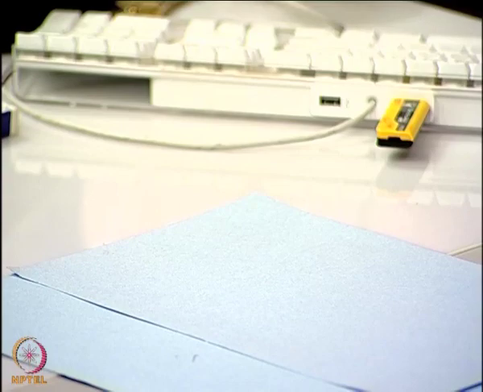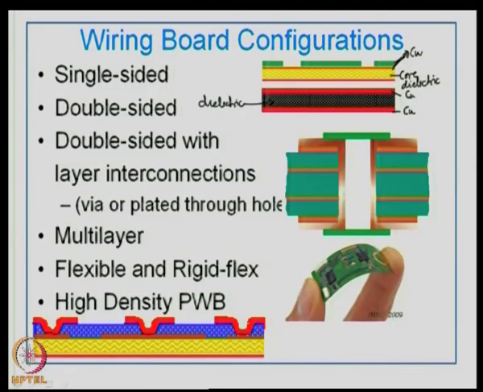Then you can have a double sided board with layer interconnections using vias or plated through holes. If you look at this picture here, this is copper, and this is also the inner layer copper. So, this is added copper, this is original copper. So, you have layers like 1, 2, 3 and 4 layers of copper, and this is the plated through hole. Where is the plating done? The plating is done here. This is the plated, and this is the start. This one is the starting copper.